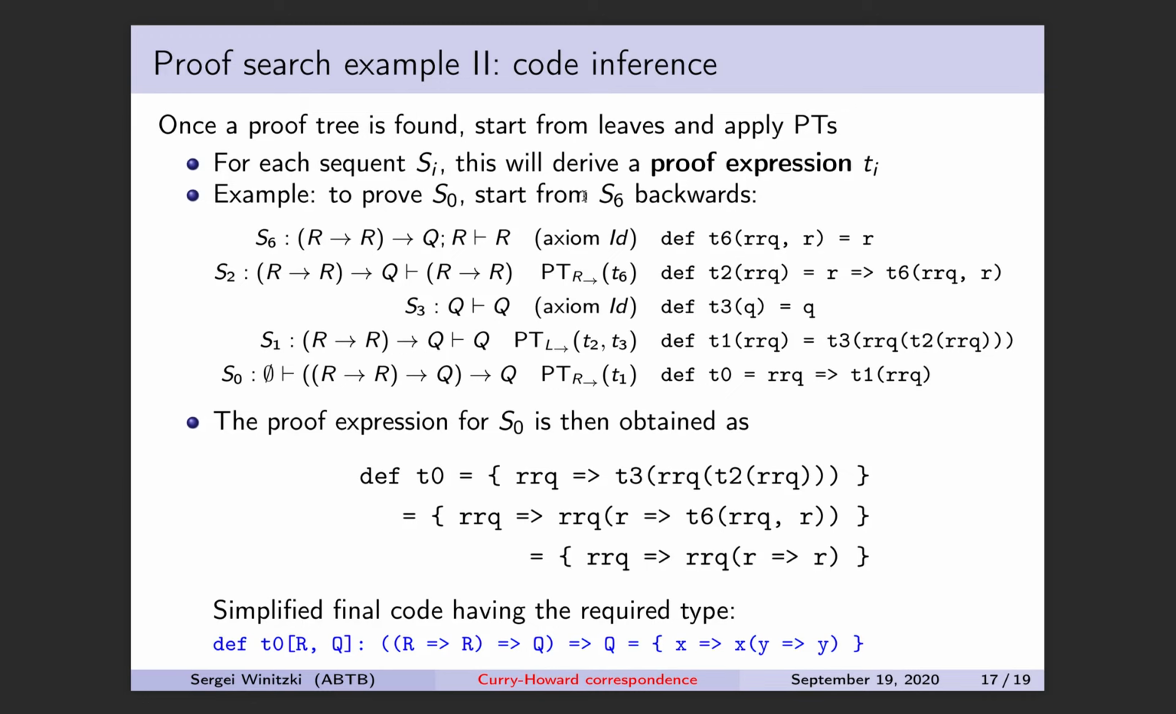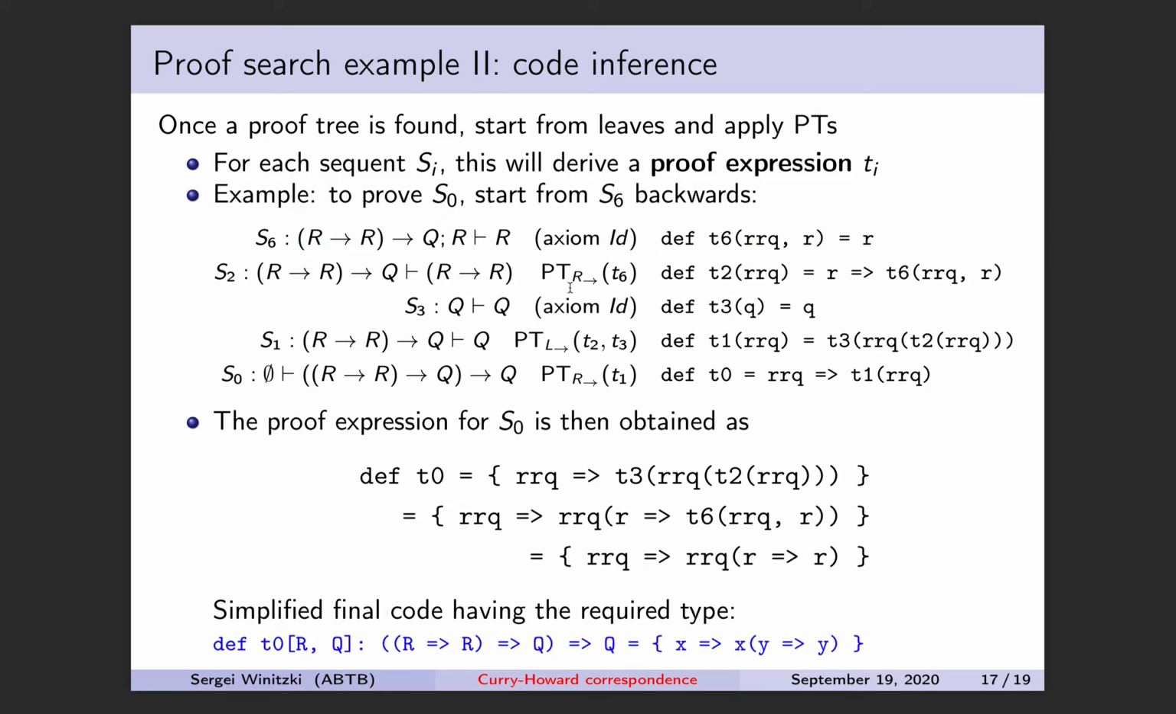This sequent was proved using a sequence of steps. The last one was S6. So we need to go from the end of the proof backwards. The last one was S6, and this was this. To prove it, we used the axiom identity. So the code was just this. So the function ignores its premise. The first premise is ignored, the second one is used.